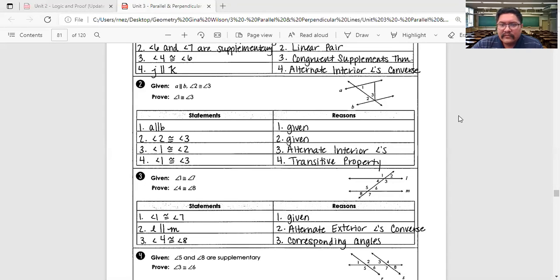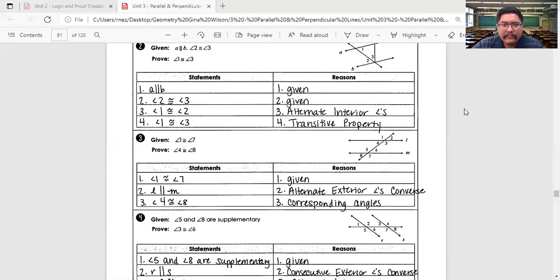All right, I'm going to go ahead and move on down to the next one. Given that angle 1 and angle 7 are the same, well, okay, so now we know they're the same. That's already right off the bat alternate exterior angles. So that's one of the first things that we can do. Prove that angle 4 and angle 8 are the same. So 4 and 8. Now those would be corresponding angles because they're both the lower left of each of their intersections.